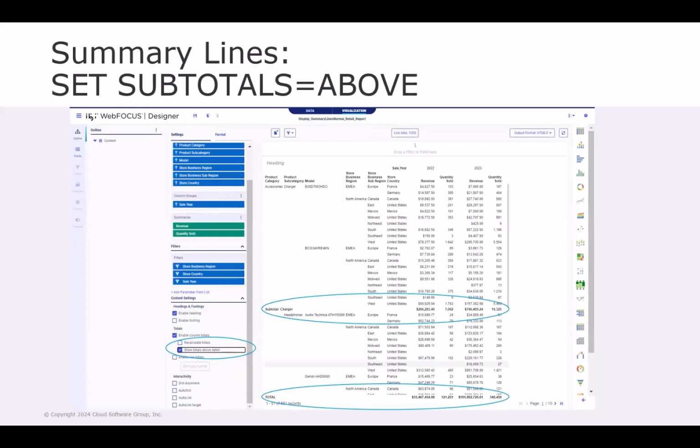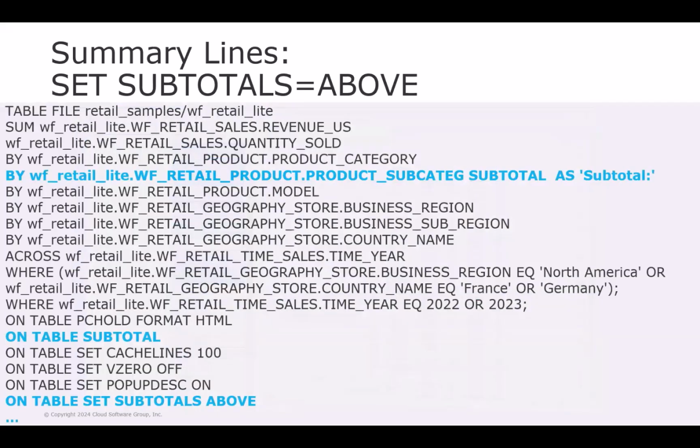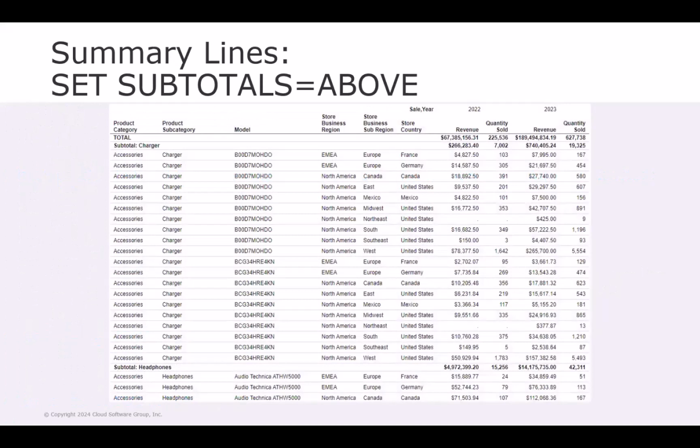So just to show you the underlying code, having checked that checkbox, I just highlighted where the subtotals were and everything like that for the request. You can see on table set subtotals above, right, at the bottom there. And that's what gets generated by Designer for this feature. And then Renee, when I run it, yes?